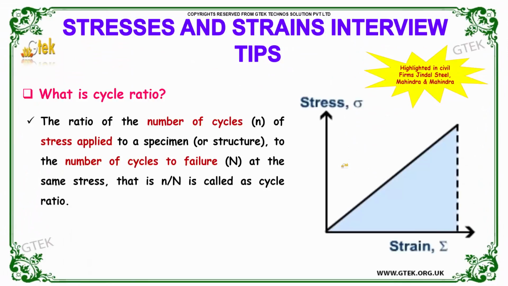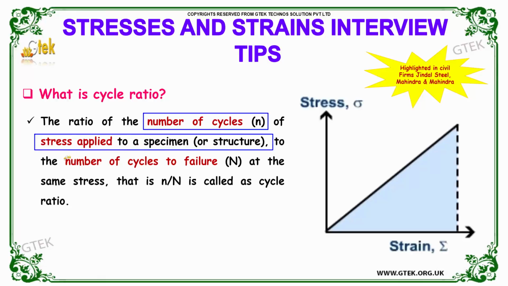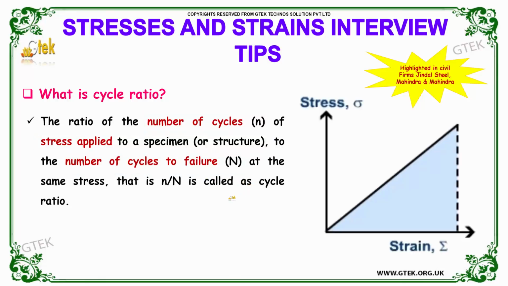Our next question is, what is cycle ratio? The ratio of the number of cycles n of stress applied to the specimen or the structure to the number of cycles to failure, that is capital N, at the same stress is denoted as small n divided by capital N, that is the number of cycles divided by the number of cycles to failure, and it is known as your cycle ratio. So this is what is meant by cycle ratio.